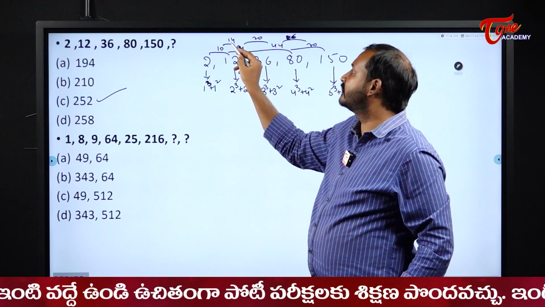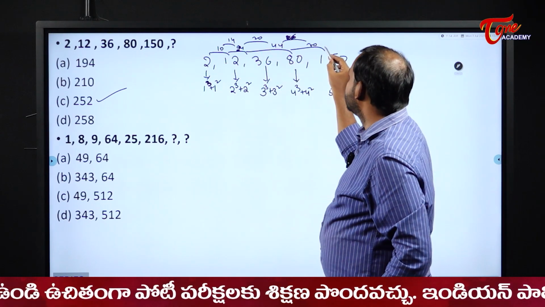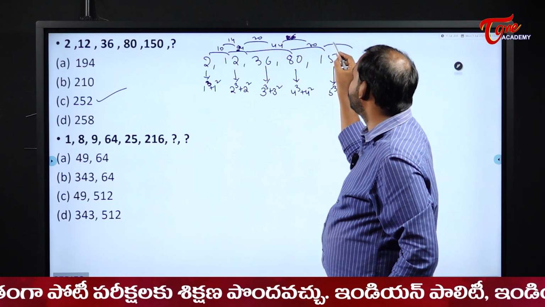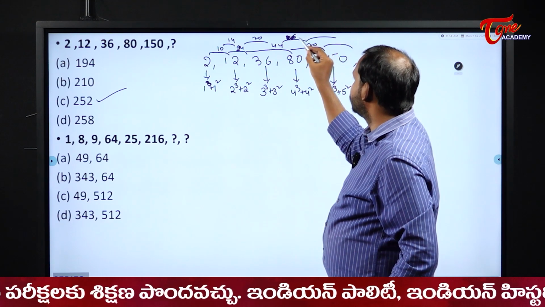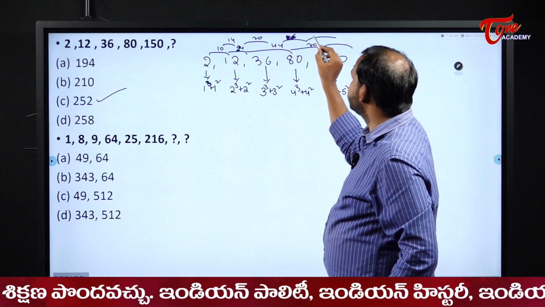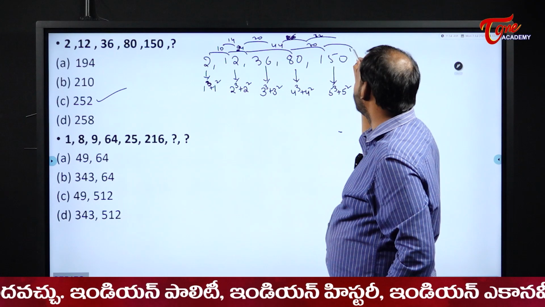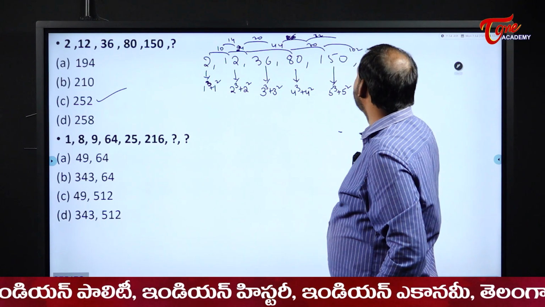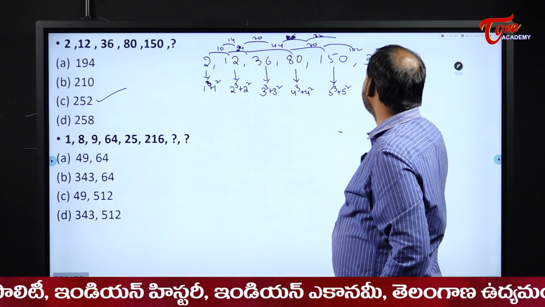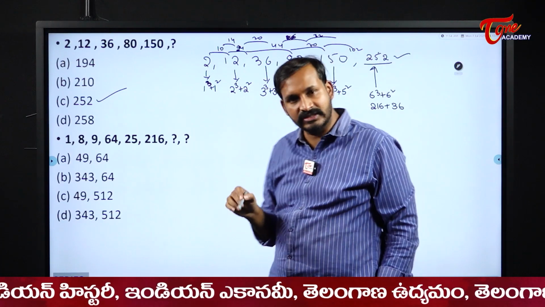The next differences are 14, 20, 26. That means the next difference value should be what? 26 means next it should be 32. So it will become what? 102. So 150 plus 102, it becomes what? 252. Yes, you can write it with the difference also.